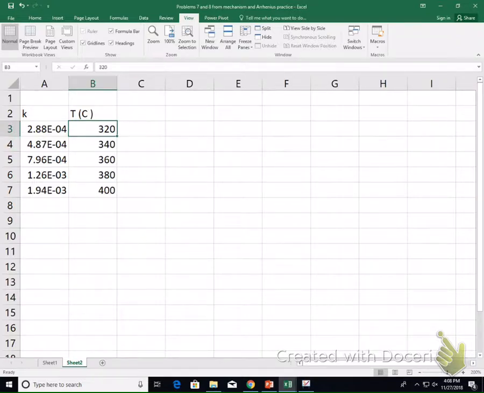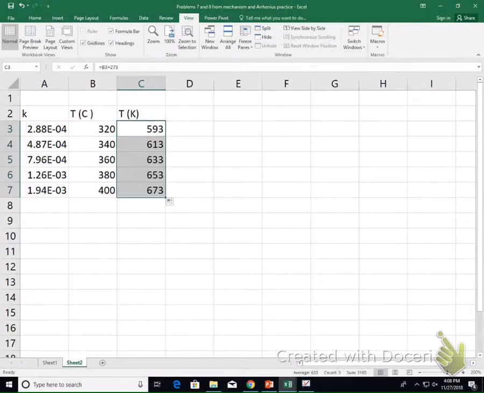I want to create a graph similar to what we did with integrated rate laws, but before I do that, I need my temperature not in Celsius, but I need it in Kelvin. So let's create a formula to add 273 to each of those temperatures and get it in Kelvin. All right, so there we go.